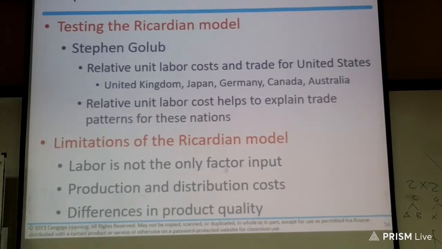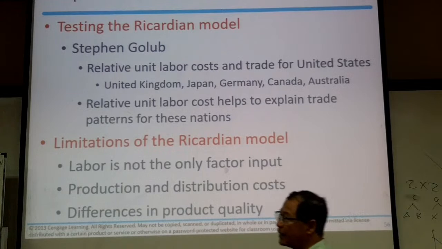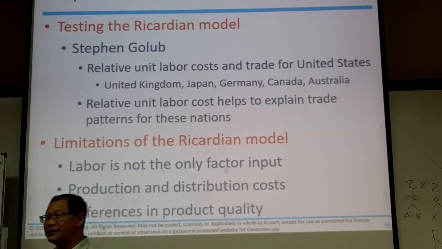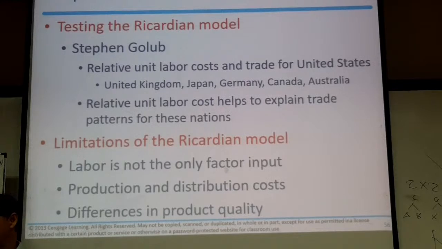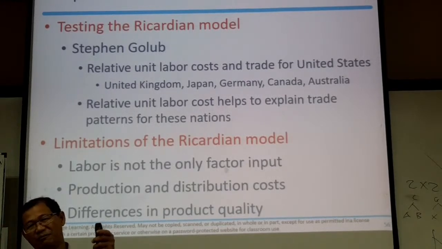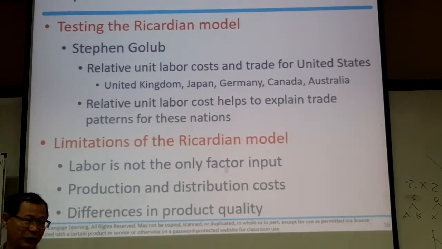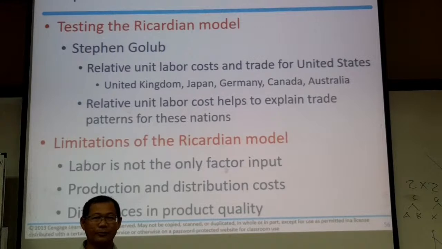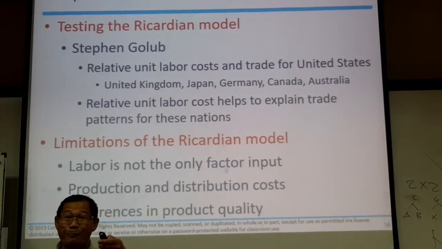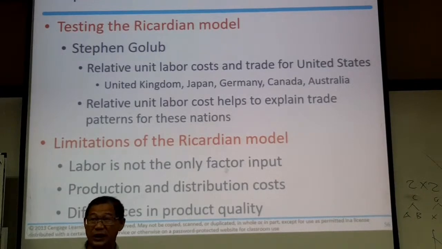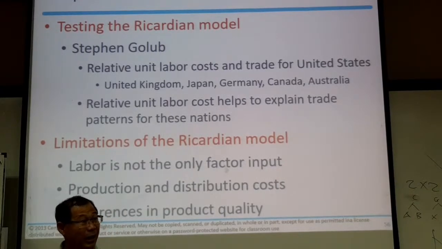Labor is not the only factor of input; there are also production and distribution costs, and differences in product quality as well. That gives the limitation for the Ricardian model. What is the Ricardian model? Yeah, good question. What is the Ricardian model? A country specializes based on opportunity cost. A country specializes based on comparative advantage, which is determined by opportunity cost, which is determined by labor production cost, which is determined by labor efficiency.